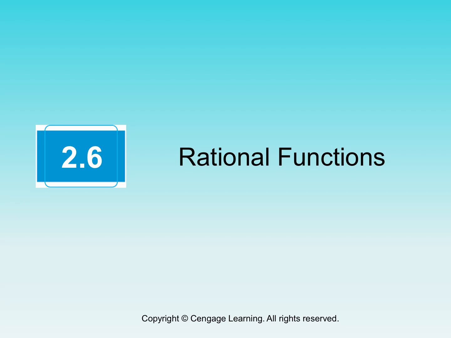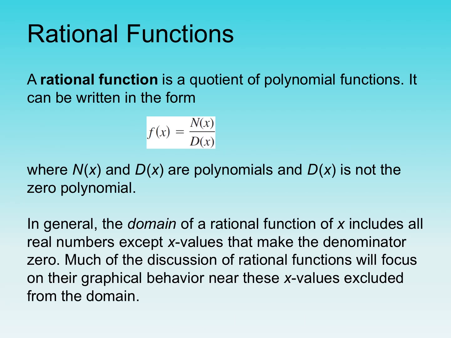All right, 2.6, we're going to talk about rational functions. So rational functions are fractions. It's going to be when we have a polynomial on the top and a polynomial on the bottom. The domain of our rational function is going to be all real numbers except the x values that make the denominator 0. So it's all real numbers except, can't have 0 in the denominator of a fraction. So to find the domain, we just set the denominator not equal to 0.